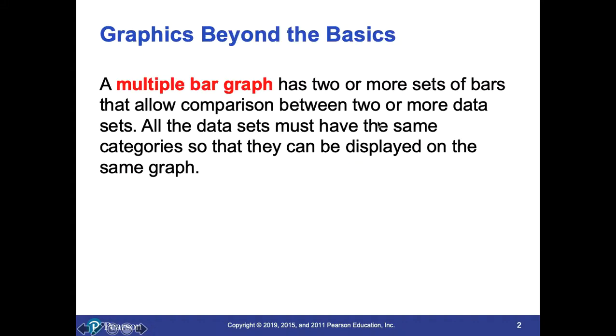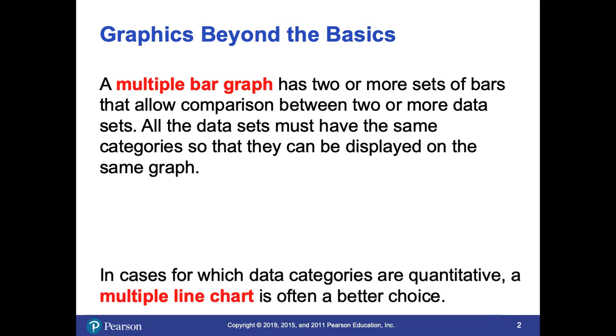Here are some definitions that we need to know. First of all, we have something called a multiple bar graph that has two or more sets of bars that allow comparison between two or more data sets. All the data sets must have the same categories so they can be displayed on the same graph. I'll give you an example in just a moment.